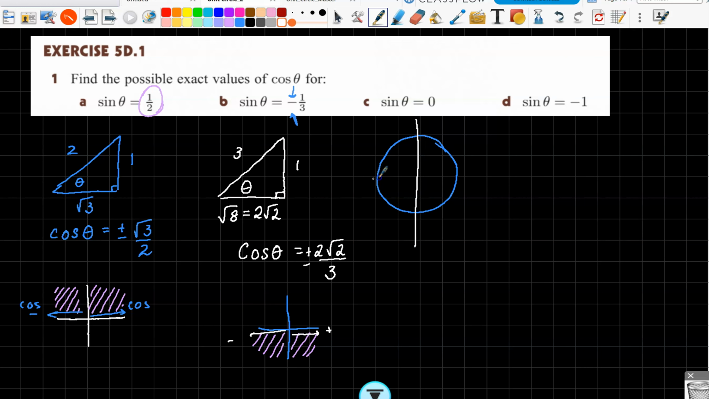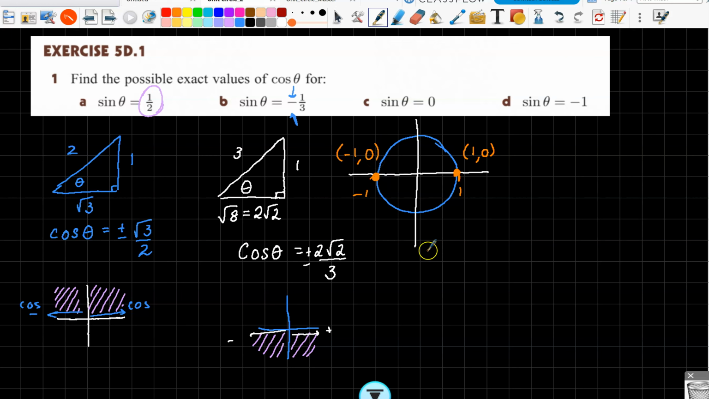A dodgy looking circle if you ask me, but anyway, we'll take it. So when is sine theta 1? Now remember, sine theta is your vertical height. So when is it 0? Well, it's 0 here, and it is 0 here. So this is the point 1, 0, and this is the point negative 1, 0.